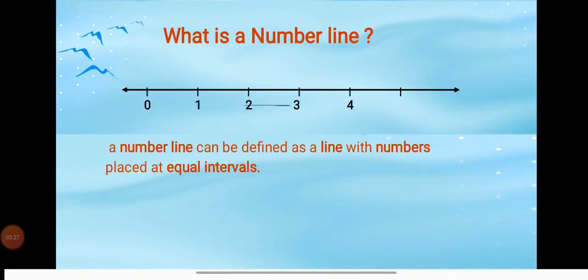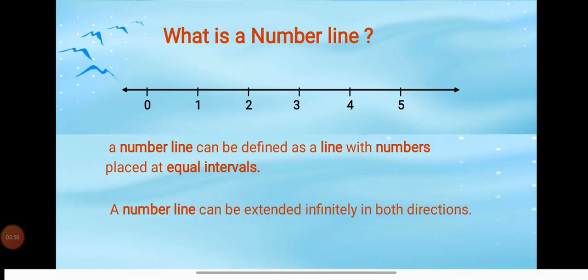If you can closely observe this line, the numbers are placed at equal intervals, and there are numbers on this line starting from 0, 1, 2, 3, 4 and 5. A number line can be extended infinitely in both directions. So basically it's a line, so you can extend it in both the directions.